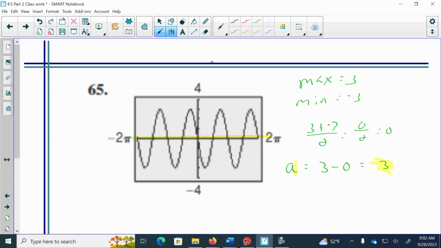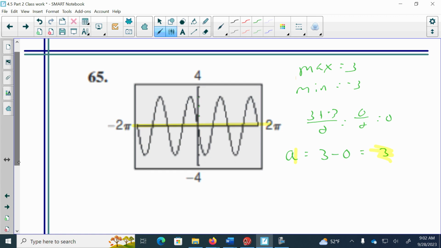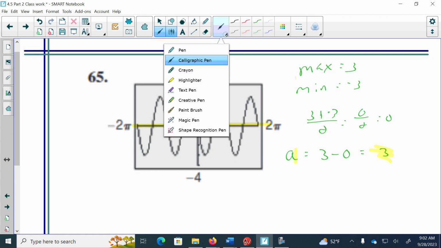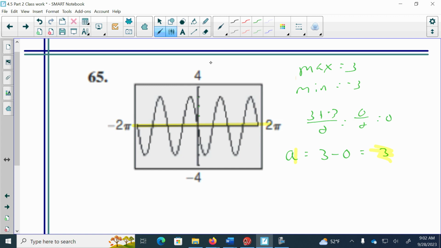That's my A. Next thing I'm going to do is I'm going to find the period. So to find the period, I'm going to find a place on my graph where I start at my midline, go up, and go down. And there's several places where I do that, but I have to start at the midline and go up. So I'm going to pick this one. I go up, I go down, and then I come here. Now I have to sort of guesstimate what I think that is. So this from here to here is 2 pi.